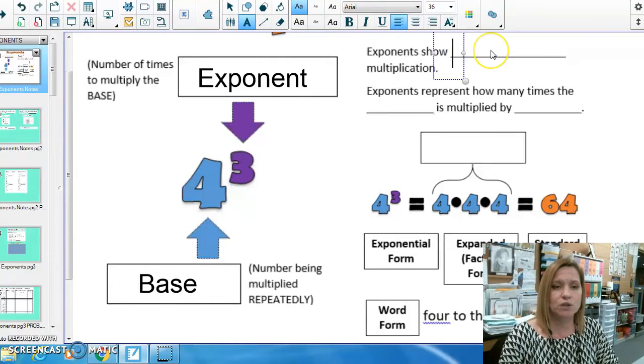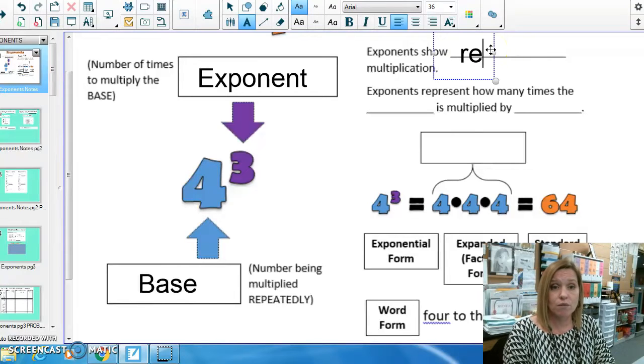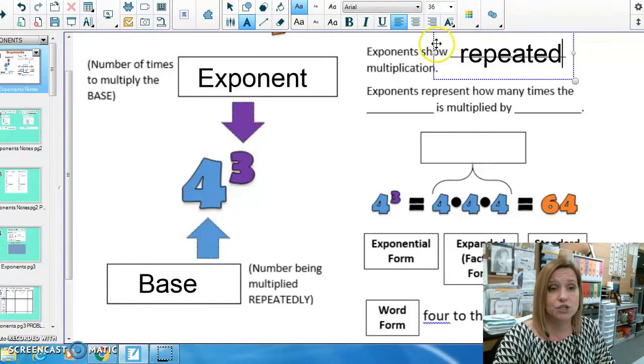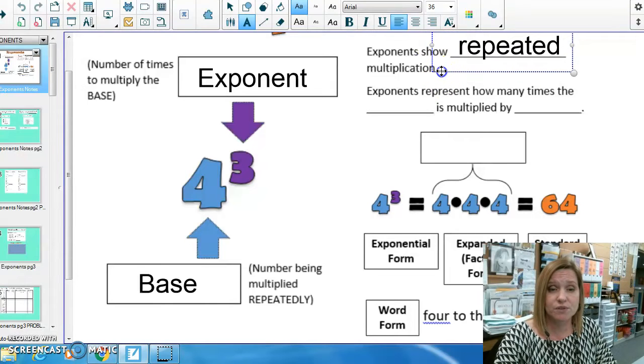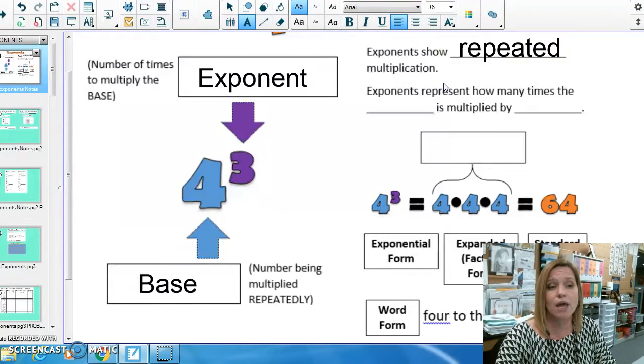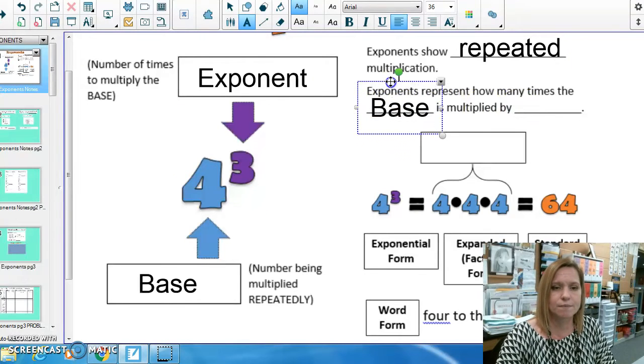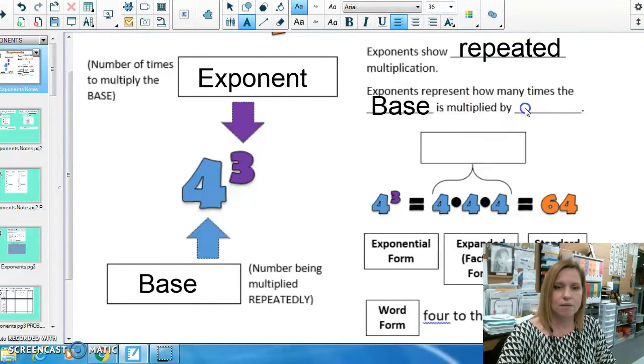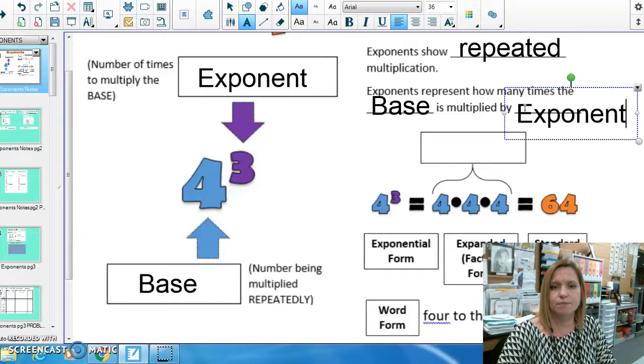So what do exponents really show? Exponents show repeated multiplication. So instead of saying 4 times 4 times 4, it's just a simple shorthand way to write numbers. Exponents represent how many times the base is multiplied by itself.